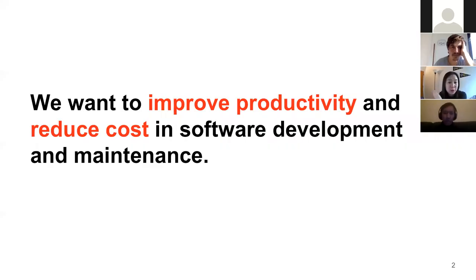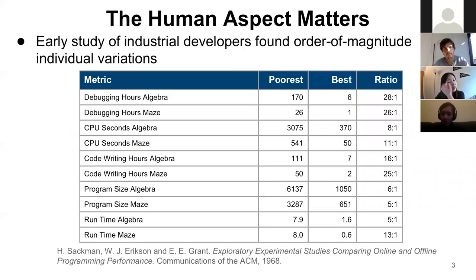In the software development process and maintenance, and actually many domains in computer science, we always want to improve productivity and reduce the cost. However, software engineering is not only about machines or programs; the humans, the developers, also play a very important role. In fact, people have long been interested in investigating human behaviors in software activities. As early as 1968, research had already shown that there can be order of magnitude variations among individual developers. For example, a low performance individual may spend 28 times more time to debug the same code. So understanding the human aspect really matters.